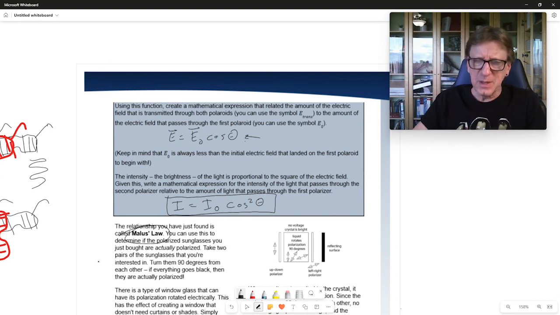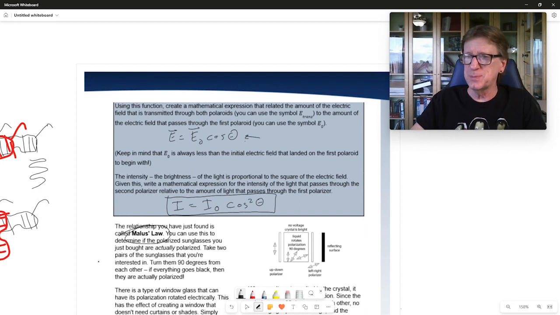Now, this is a very important relationship, and it's something that we're going to use far more often than we're going to use the electric field here.